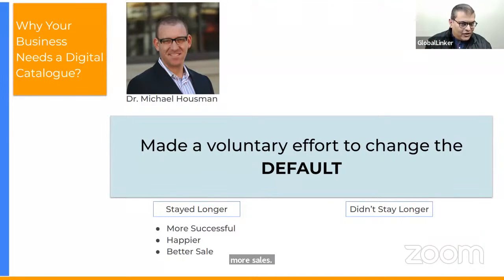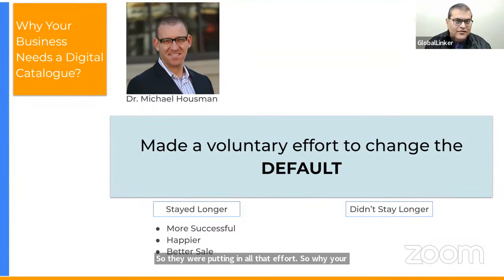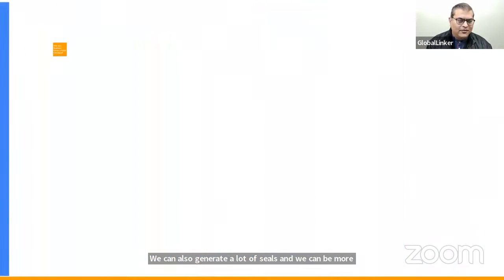So why does your business need a digital catalog? Because you also want to change the default. You don't want to stick with the default. Default is whatever has been happening, but we all have to put in effort to change this default so that we can also be happier, generate a lot of sales, and be more successful as well. So that is a very interesting case study I thought of sharing with everyone.